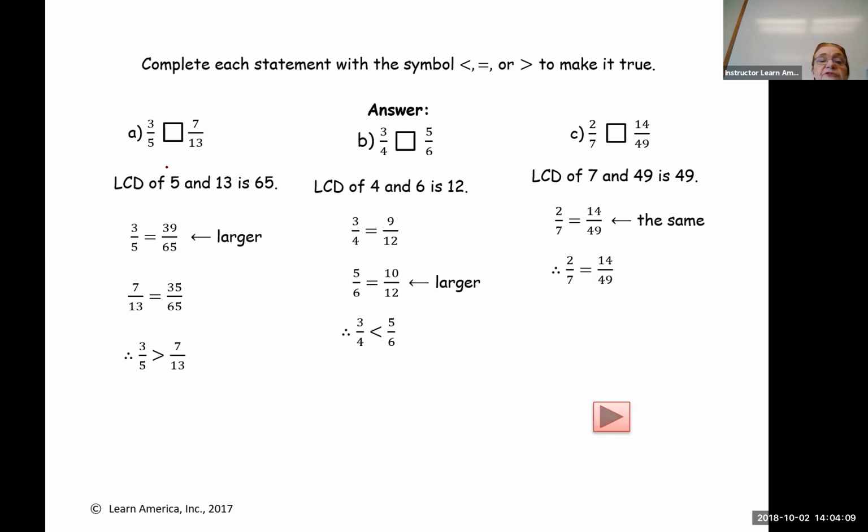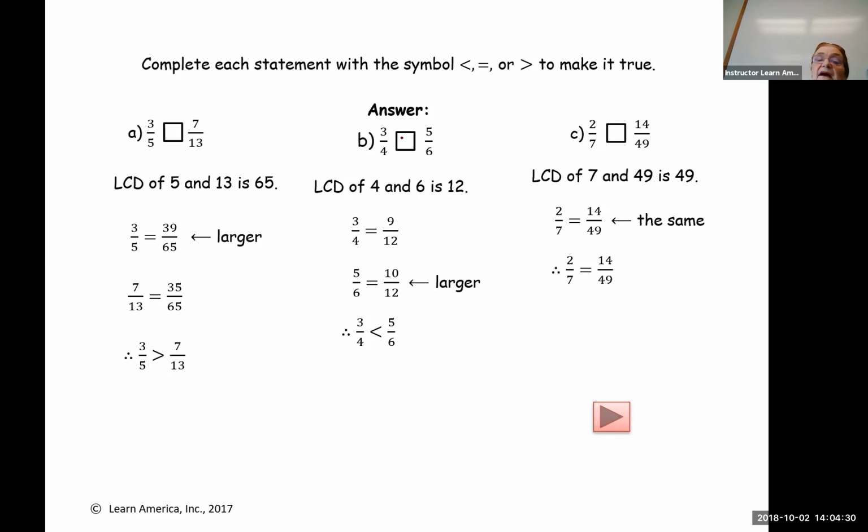If we change 3/5 to 65ths, we have 39 65ths. If we change 7/13, we get 35 65ths. Therefore, 3/5 has a larger numerator, same denominator, so this one is the bigger fraction. And so 3/5 must be greater than 7/13.